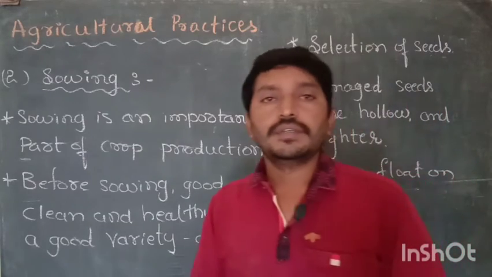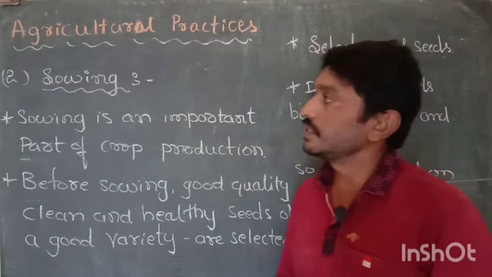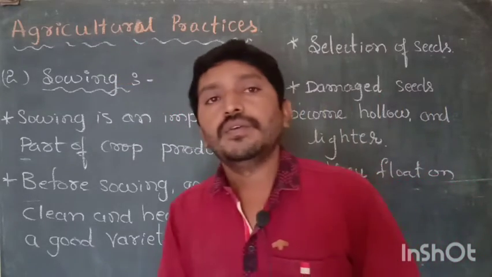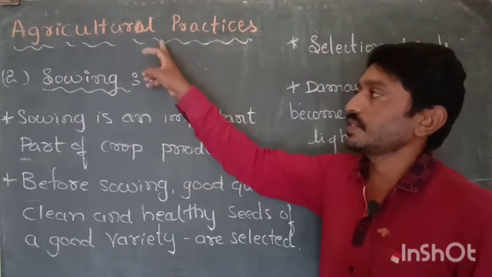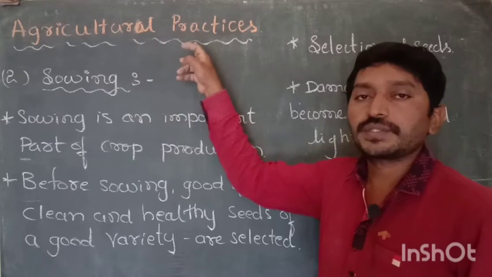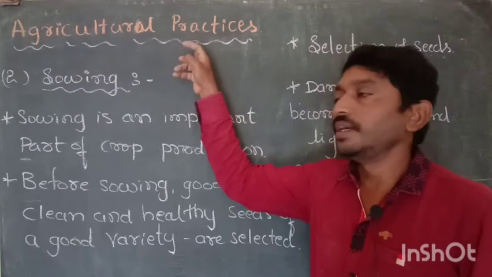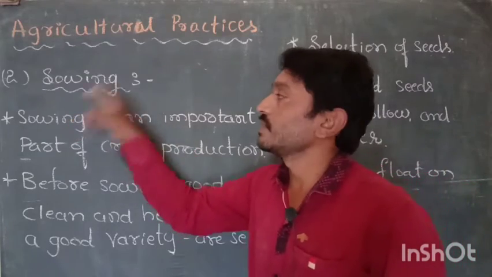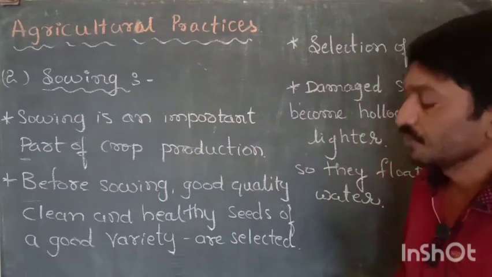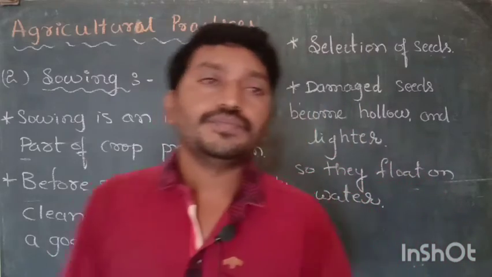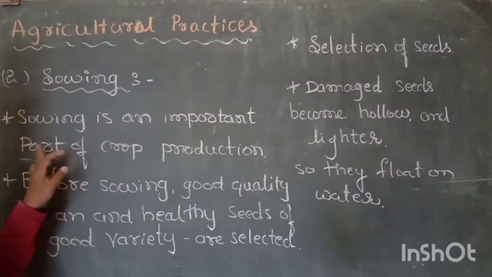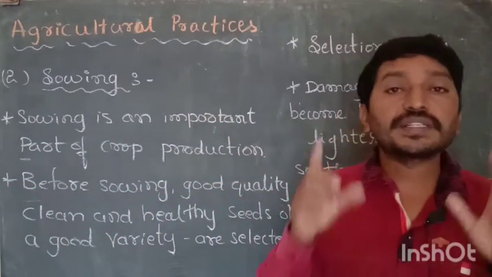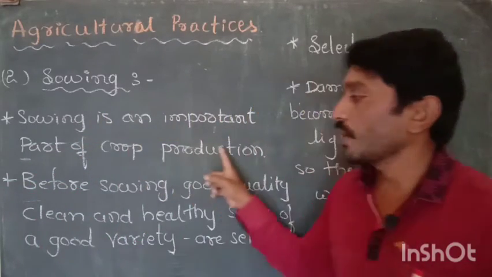Dear students, now let us discuss agricultural practices. We already discussed the first agricultural practice, the preparation of the soil, and the second one is sowing the seeds. What is sowing? Sowing is an important part of crop production. It's a very, very important step in crop production.